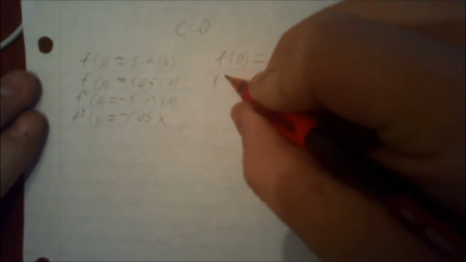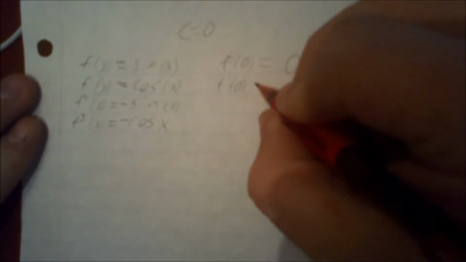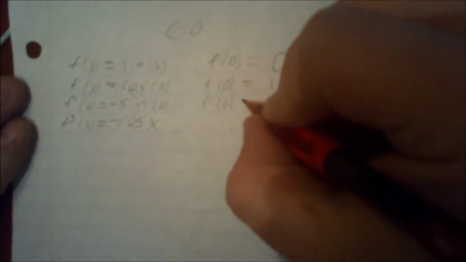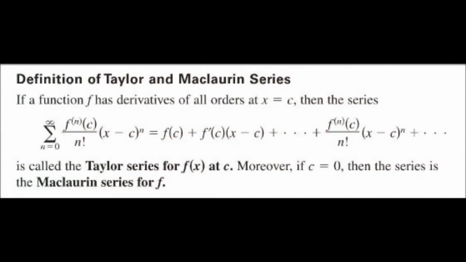So, from here, we evaluate each of these at x equals c. In this case, c equals 0. So, f of x equals sine of x, and f of 0 equals 0. At f prime of x equals cosine of x, f prime of 0 equals 1. And f double prime of 0 equals 0. Then we go to f triple prime of x, and f triple prime of 0 equals negative cosine of 0, which is negative 1.